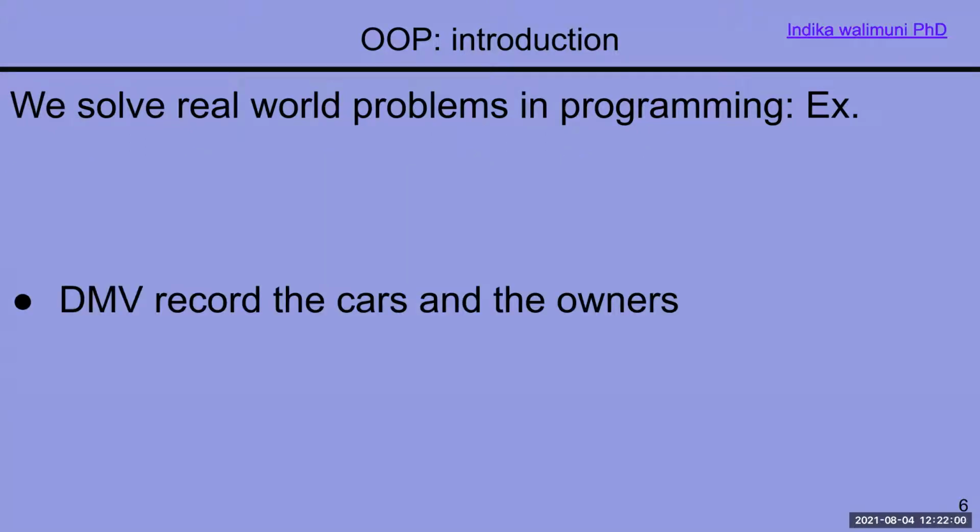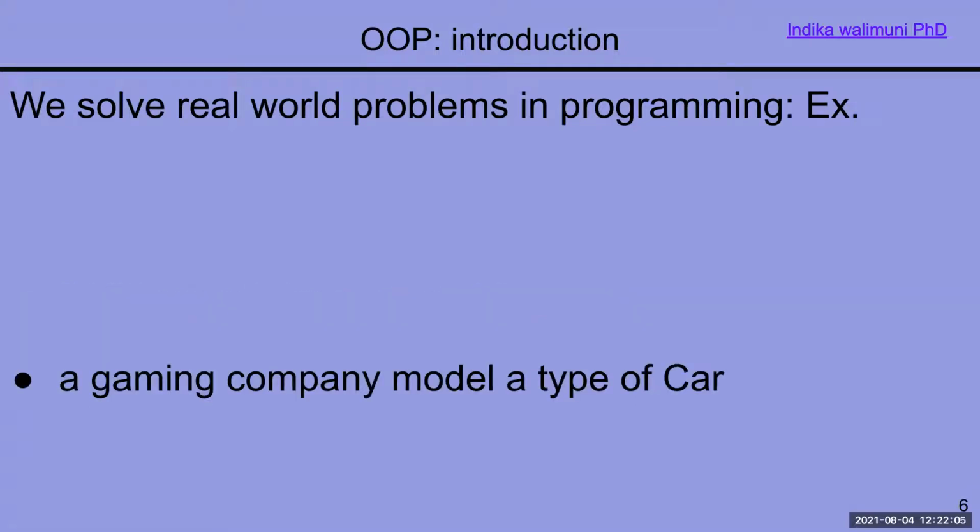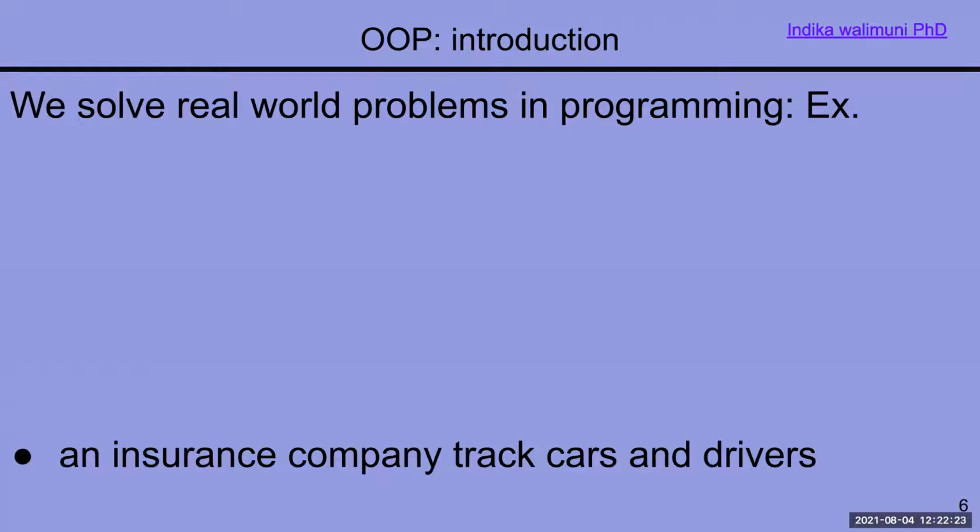So the DMV records the cars and their owners. A gaming company models the behavior of a type of car, right, and they even use real car names in there. So they want to model a type of car. An insurance company may track cars and drivers together in their insurance information tracking. Okay.